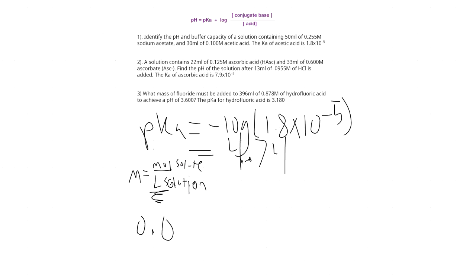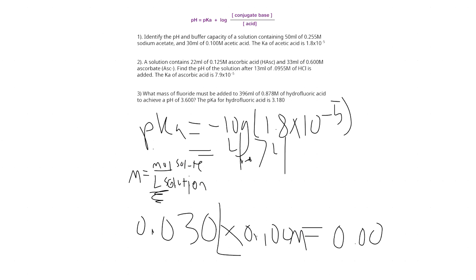0.03. We'll start with acetic acid. Times that by 0.100. And that's going to equal, I should really include my units for you guys, that's going to equal 0.003 moles. Yep. And yeah, it should be in 2 sig figs. So we have that part now.